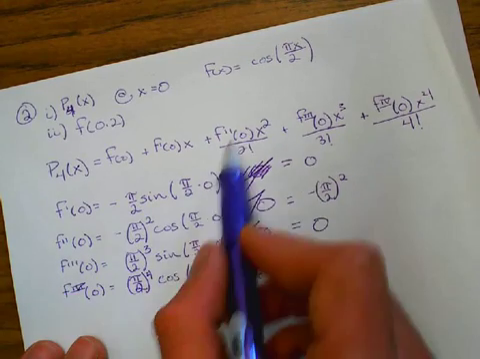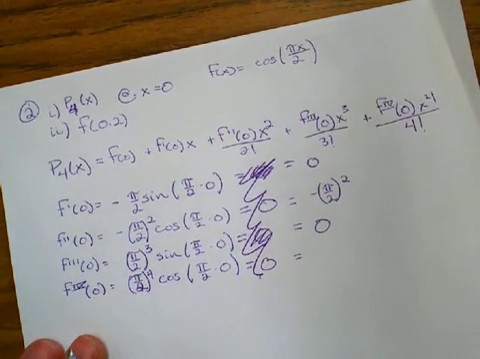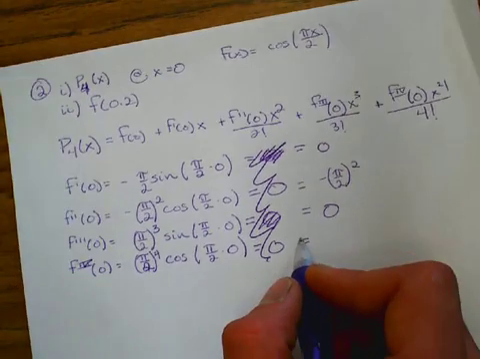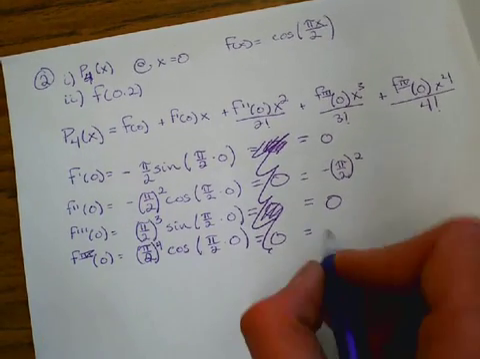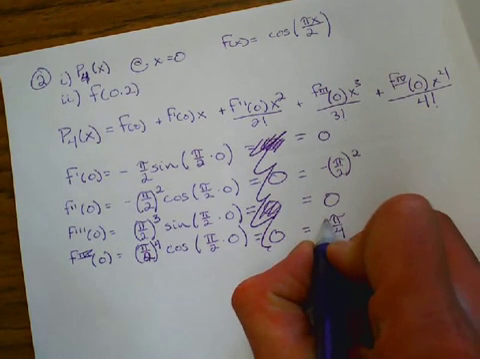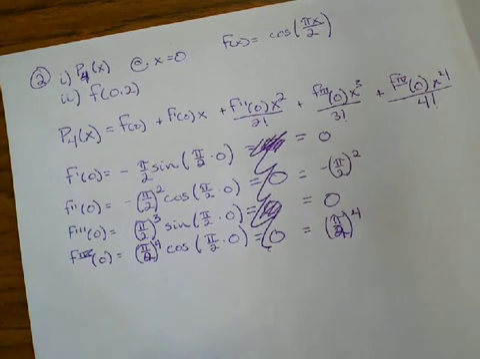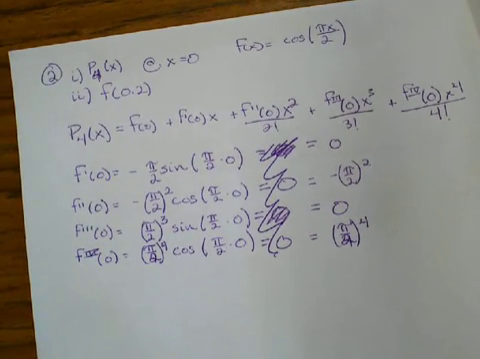We haven't done the factorials. We're just doing these parts right here. And this one would be positive. This is going to be pi over 2 to the 4th.